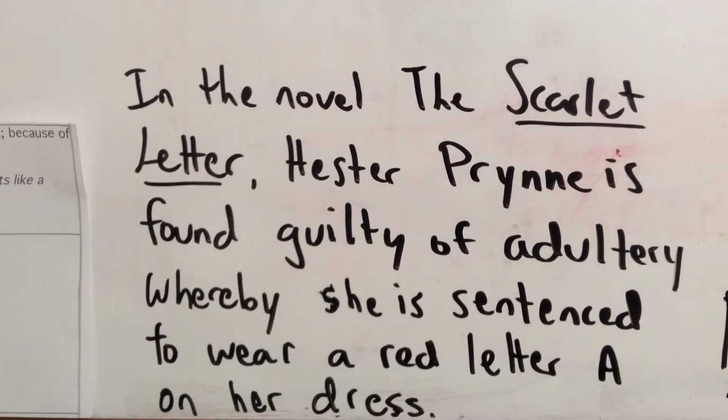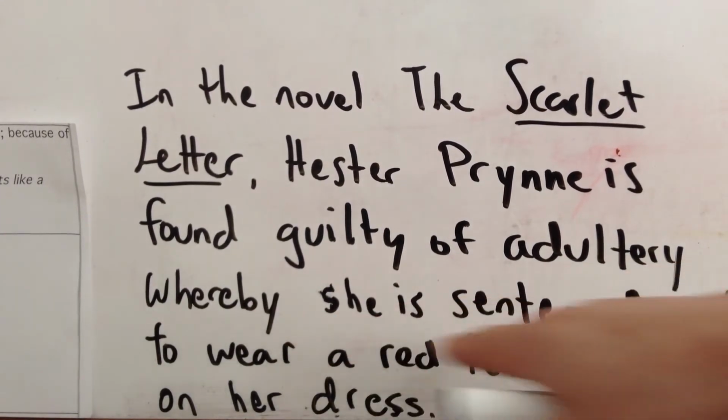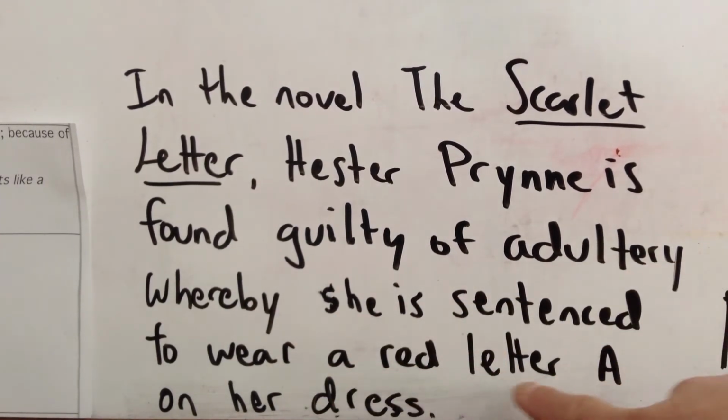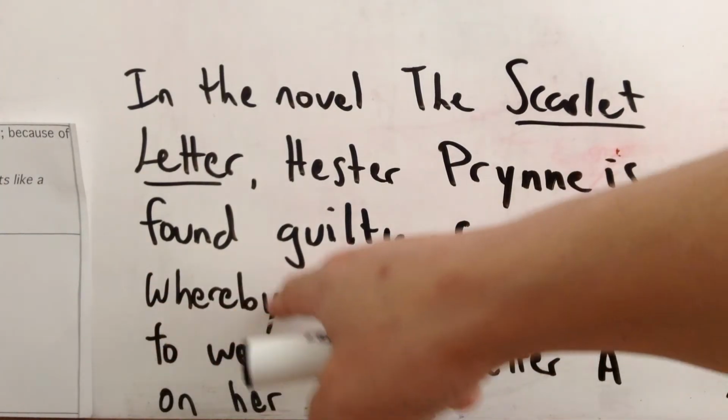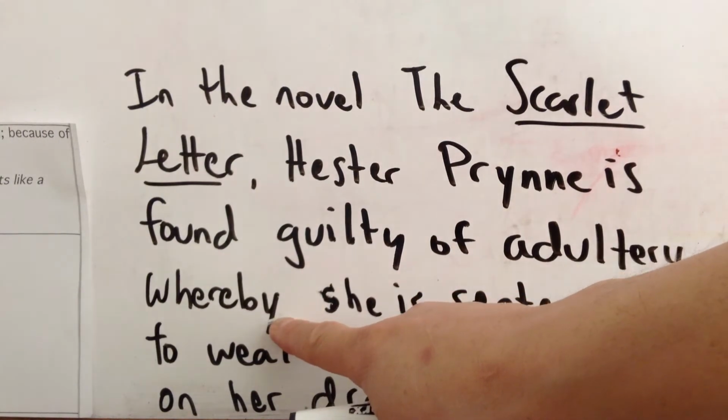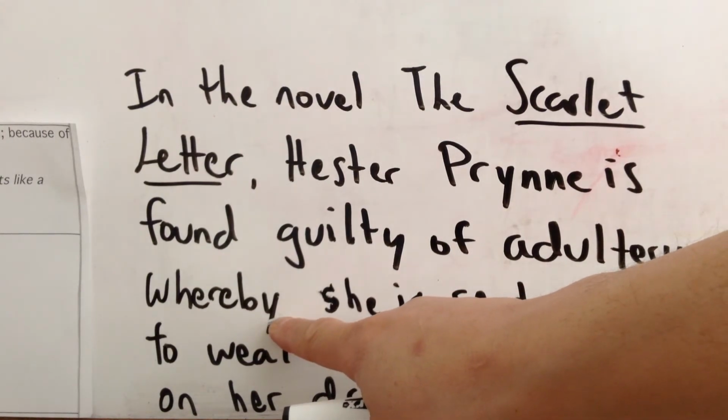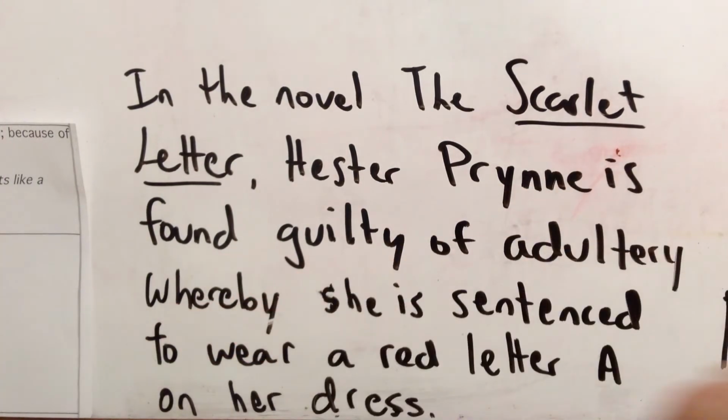And so Hester Prynne is found guilty, whereby she is sentenced. So you can see she is sentenced to wear a red letter A on her dress. That's a dependent clause, whereby is acting as a subordinating conjunction. Okay, you see how that works.